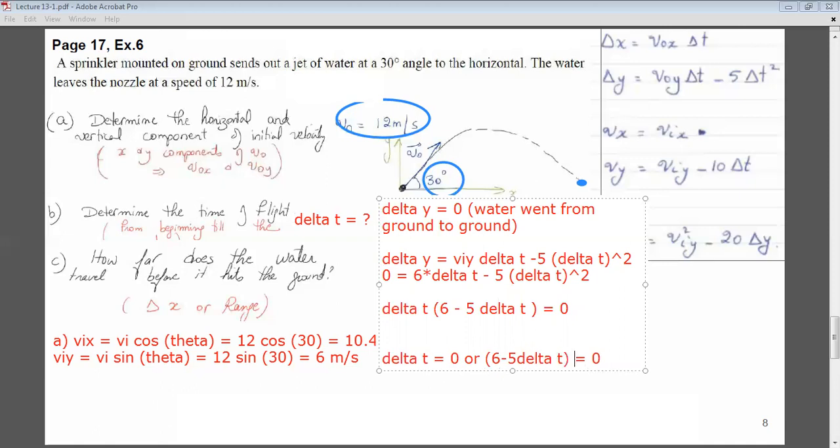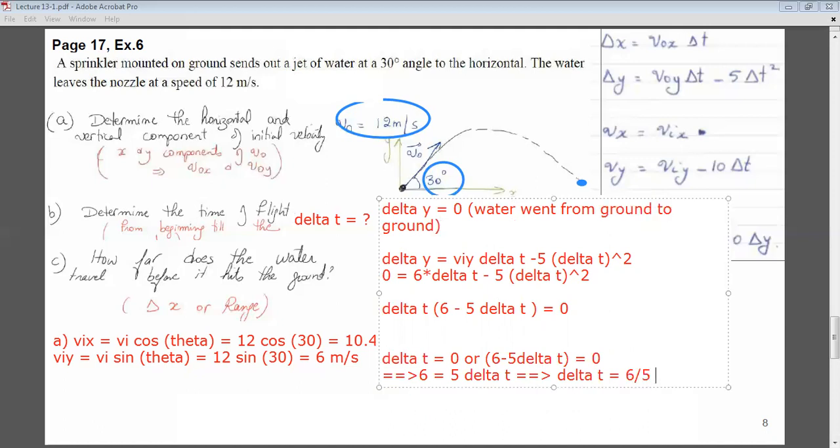The first one is rejected because that's the time when it left. This implies the second one is correct. So 6 equals 5 delta t implies delta t equals 6 over 5, which is 1.2 seconds. So this is part B.